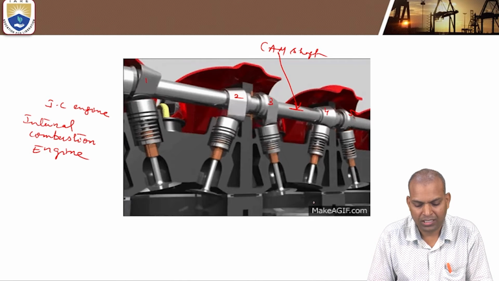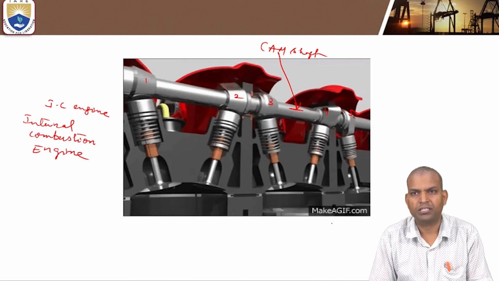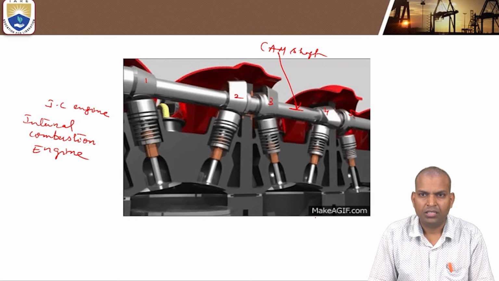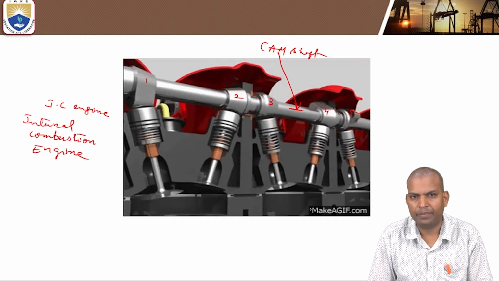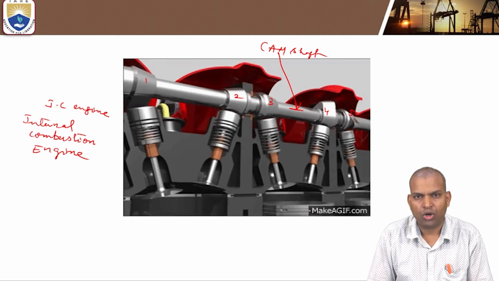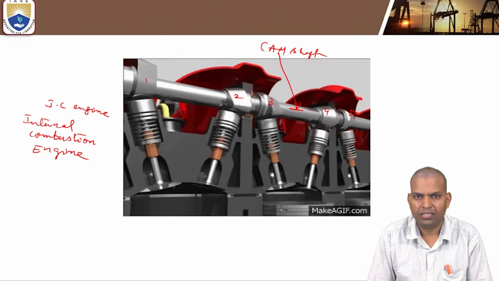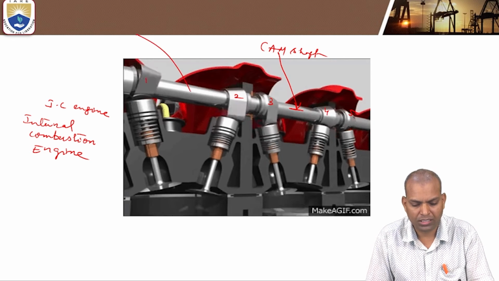Now here we can see there are different types of cylinders. It is a multi-cylinder engine. Each cylinder consists of 2 valves and each valve is operated with 1 cam, and all the cams are fixed on a shaft. That shaft is known as the camshaft.